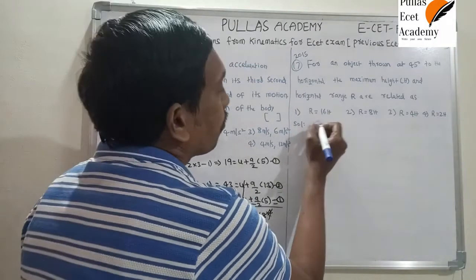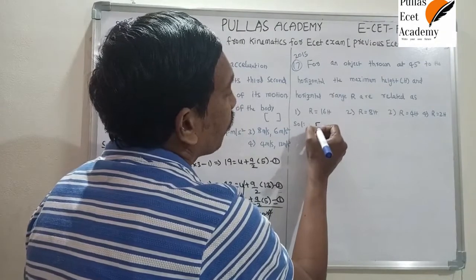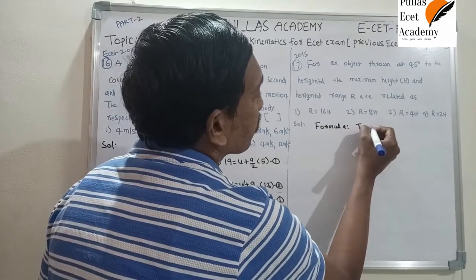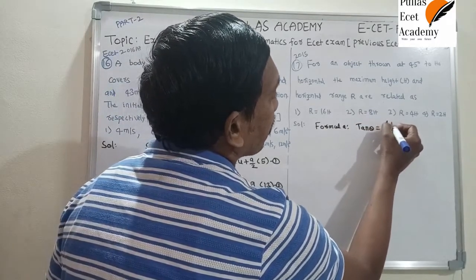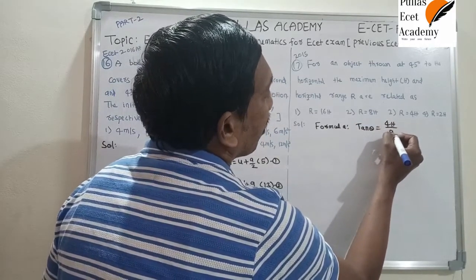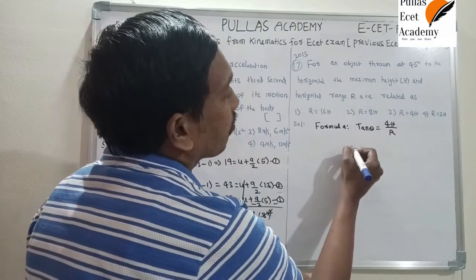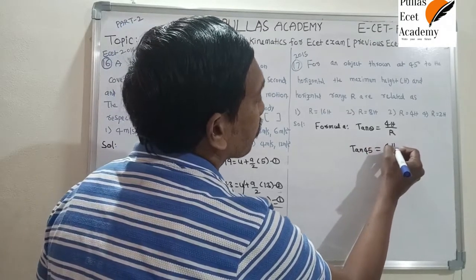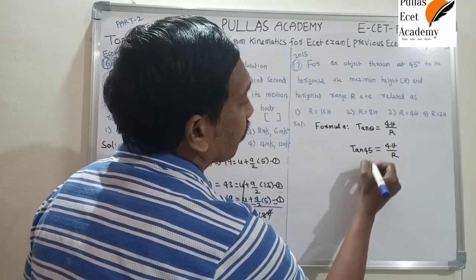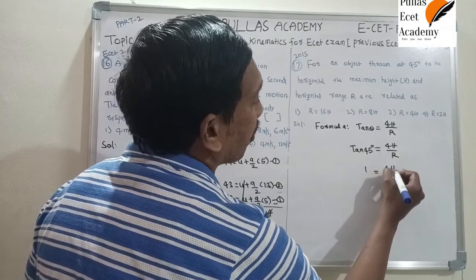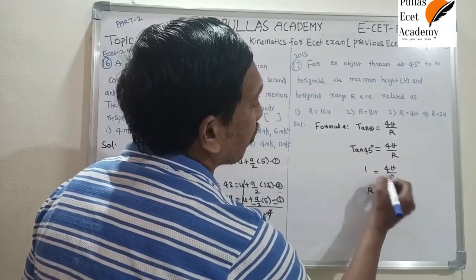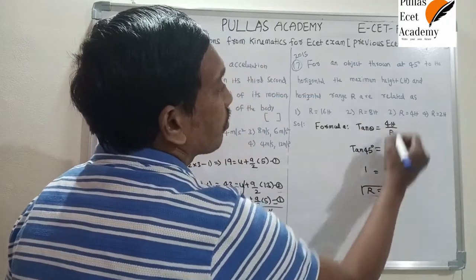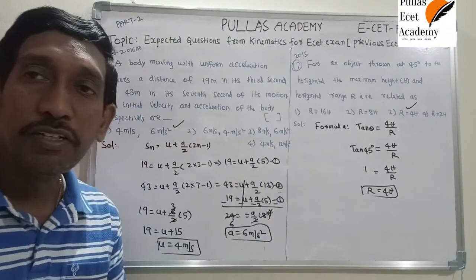In this oblique projectile model, we have one formula related to this question, which I explained earlier: tan theta is equal to 4h by r, the relation between h and r. Here theta is given as 45 degrees, so tan 45 degrees, which is 1, is equal to 4h by r. Then r is equal to 4h. The relation between r and h is r equals 4h. The third option is correct.